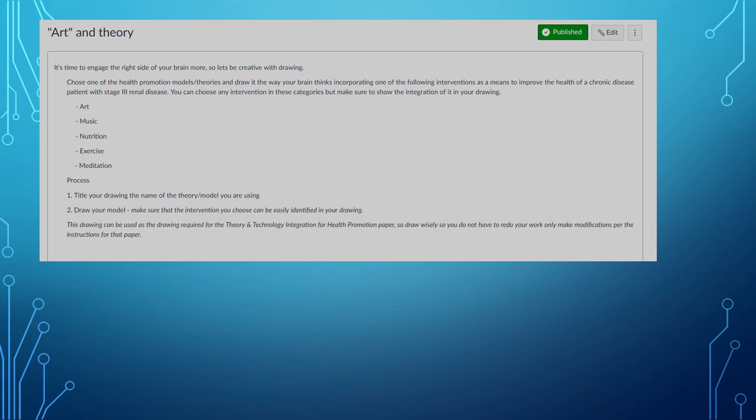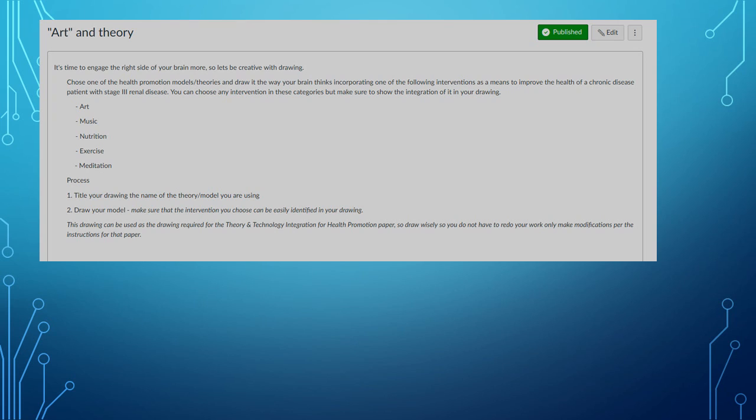So when you draw it the way your brain will use it, I want you to demonstrate, which means that you're going to have to adapt the model to demonstrate the inclusion of the intervention, and you'll have to adapt the model to demonstrate that this is the patient type. So you are going to work with a patient that has stage 3 renal disease. So there's your patient, and it becomes the beginning of why you want to use that model.